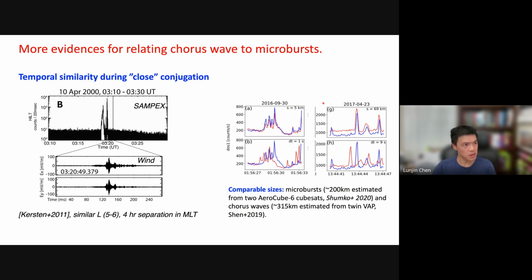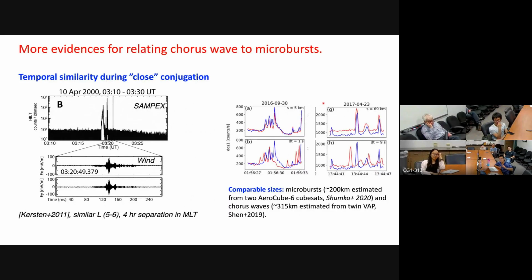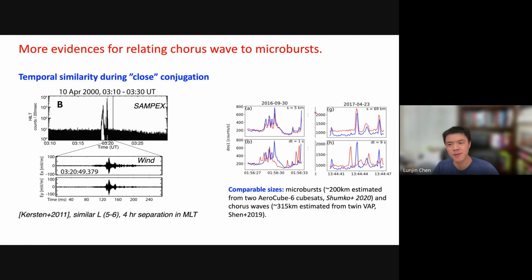Okay. I have a question on the bottom right. What does that DT mean? Is that the time span of the x-axis there? Oh, this is the actual measurement, but the two satellites are separated in position, 5 kilometers and 76 kilometers.